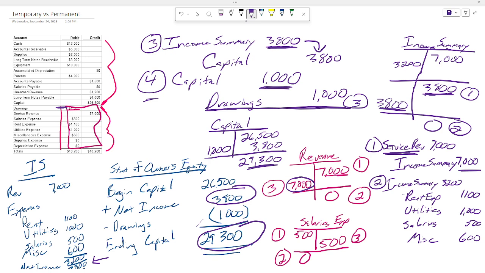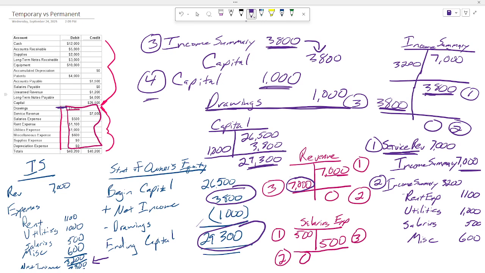All right, one last thing here is once we have done all of these journal entries and posted them to their respective ledgers, we need to put together a trial balance. Now, what's going to be on that trial balance? Well, we have not changed cash. We did not change accounts receivable or supplies or long-term notes receivable or equipment.